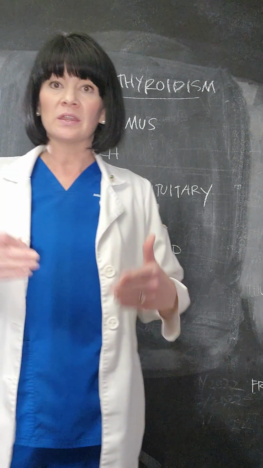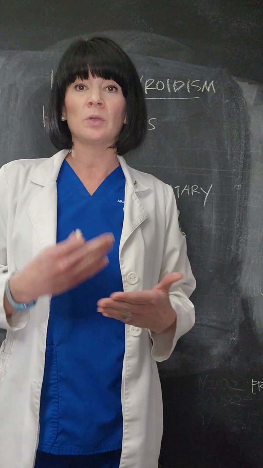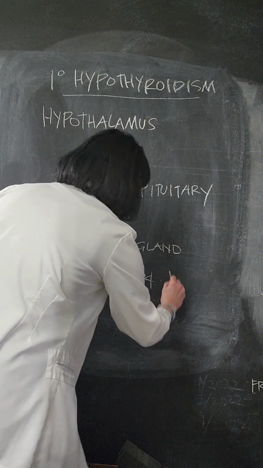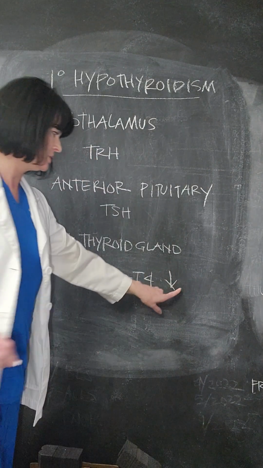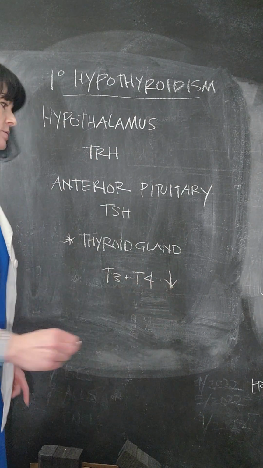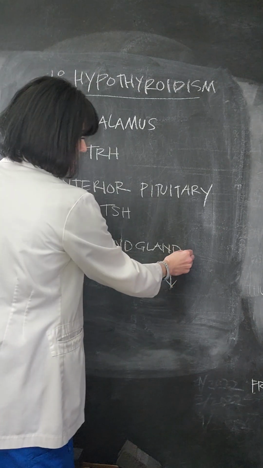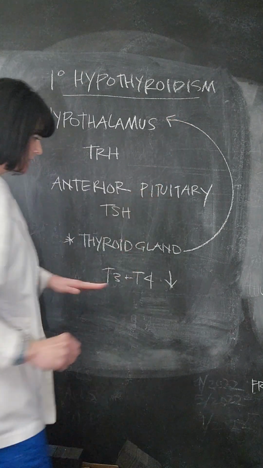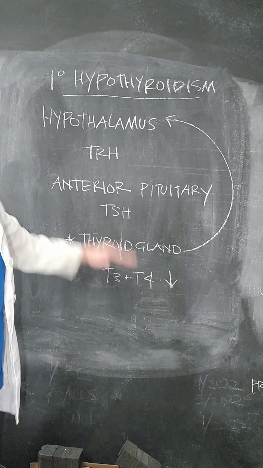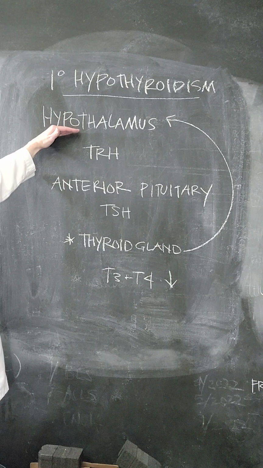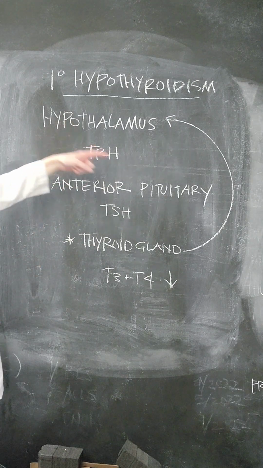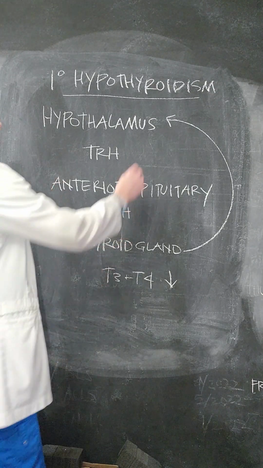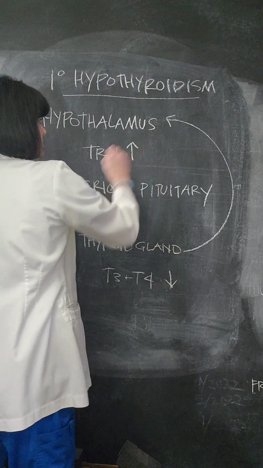So we know that the thyroid gland produces both T3 and T4. So in hypo, our T3 and T4 are decreased. All right, so the negative feedback system from the thyroid gland tells the hypothalamus, because T3 and T4 are low, that we need to increase production to try to increase them. So the negative feedback system tells the hypothalamus, hey, hypothalamus, produce more thyroid releasing hormone.